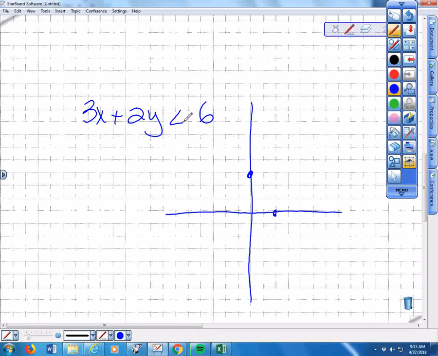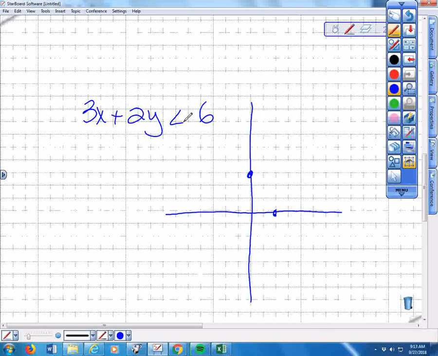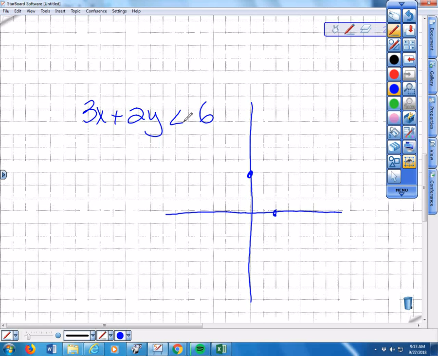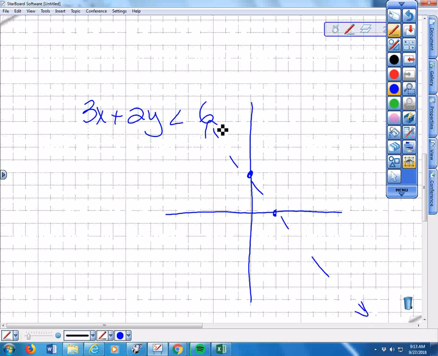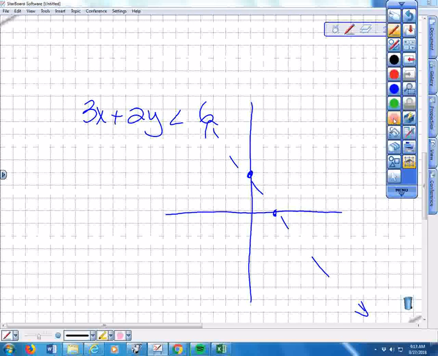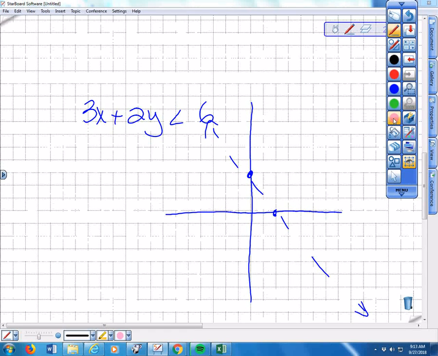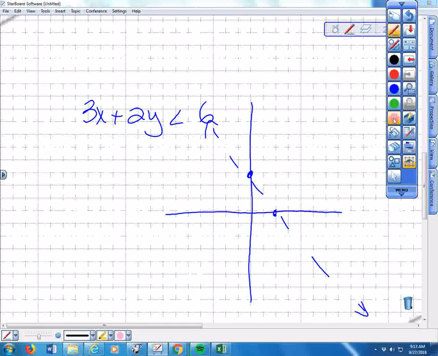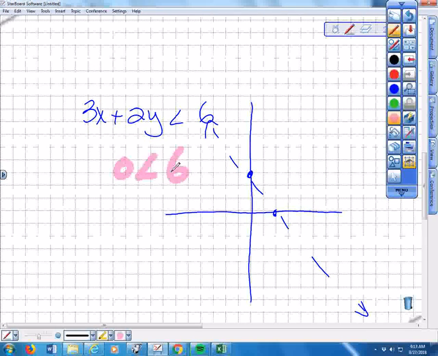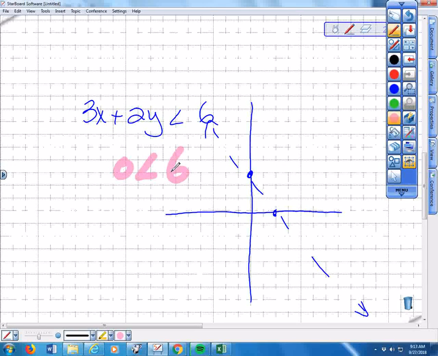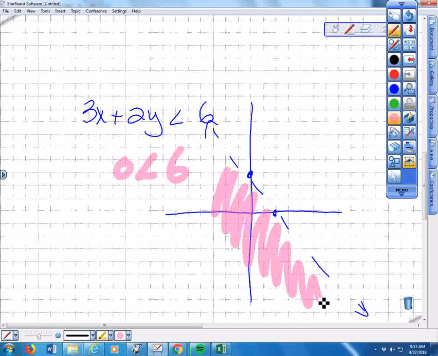I've got a line now, 2 points, right? But before I connect them, I want you to always think, is it going to be solid or dashed? In this case, it'll be dashed. Okay, and now I have to shade. So if I plug in a test point, 0, 0, does it go through that origin? No, so I can use 0, 0. 0 plus 0 is 0. Is 0 less than 6? Yes. So that means 0, 0 is included. So it's going to be this side that's shaded.